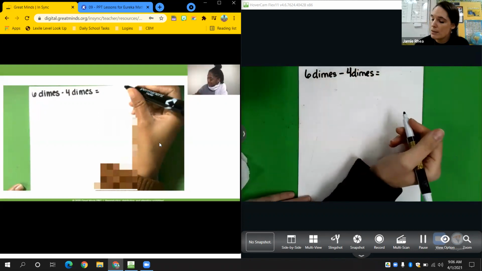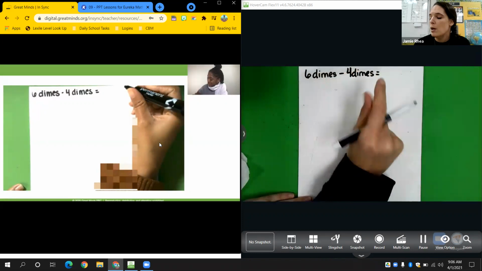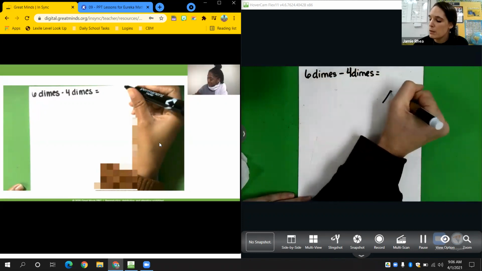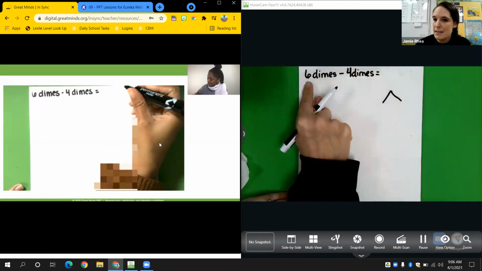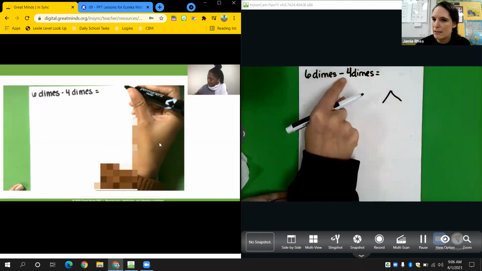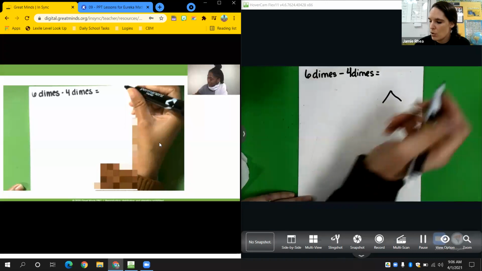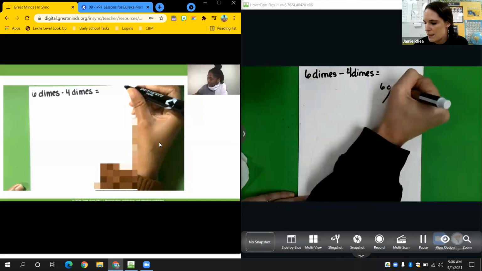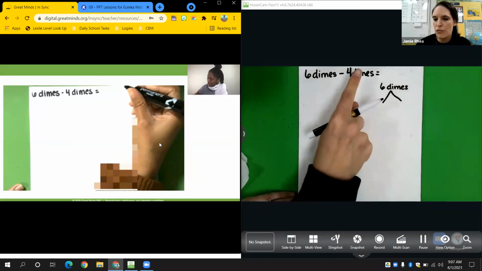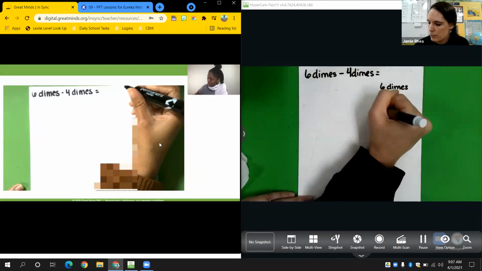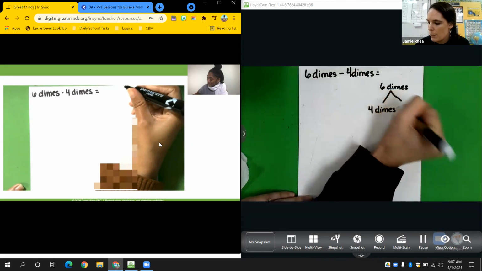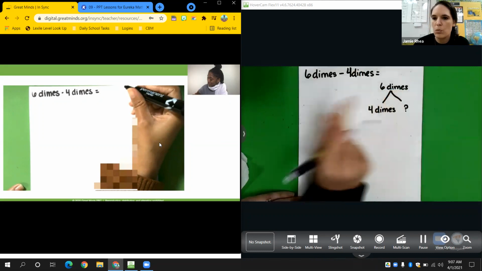Okay, so let's look at this. Now we have to write a number bond. When we write our number bond, is the 6 my total or a part? My sign, I'm subtracting. So 6 is going to be my total. So I'm going to put 6 dimes as my total. So 4 is my other part. But we don't know what this part is. That's what we're solving for.